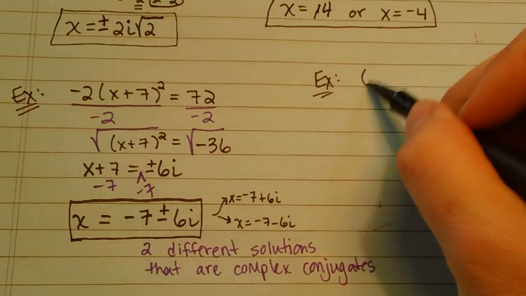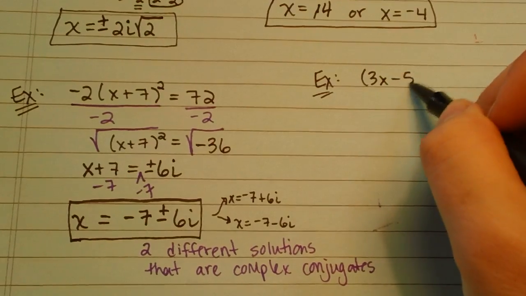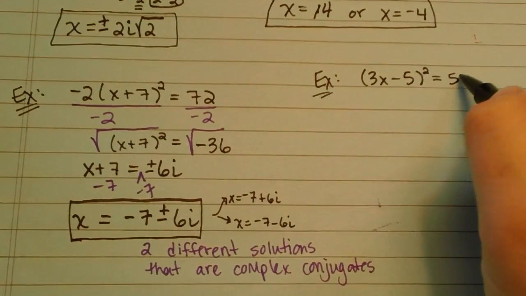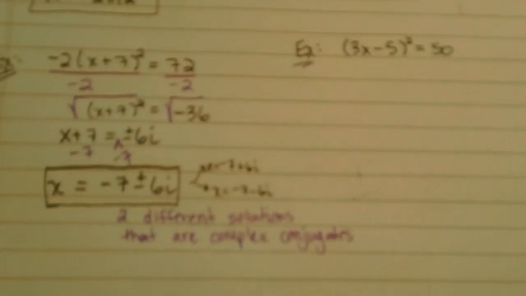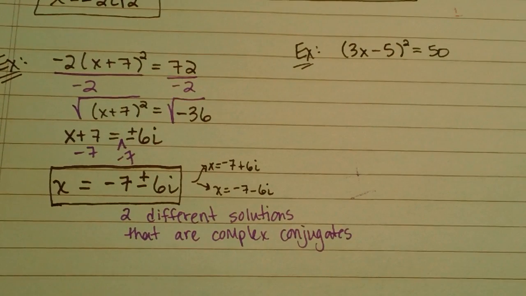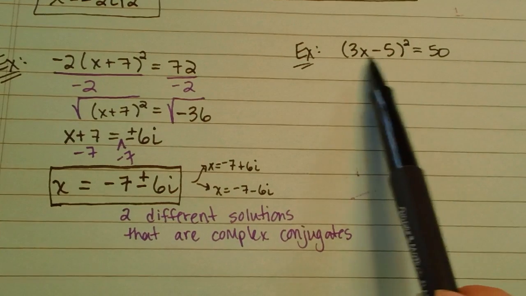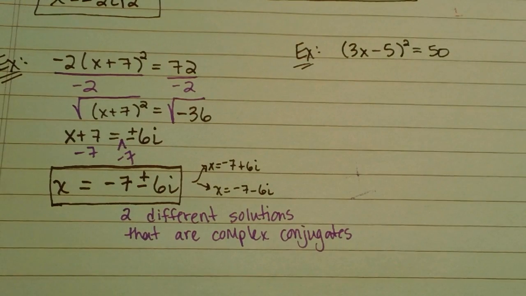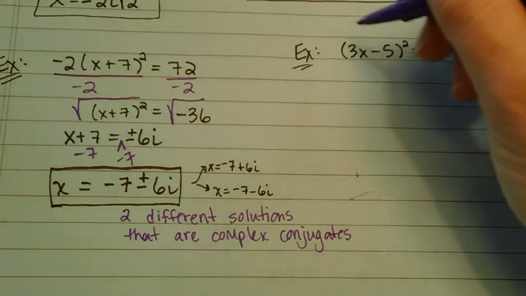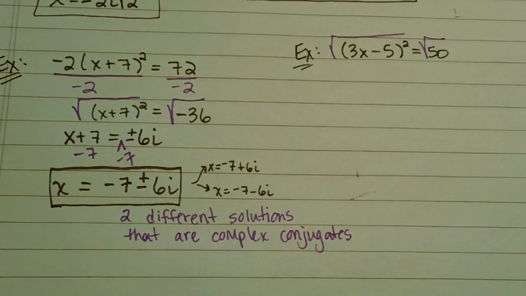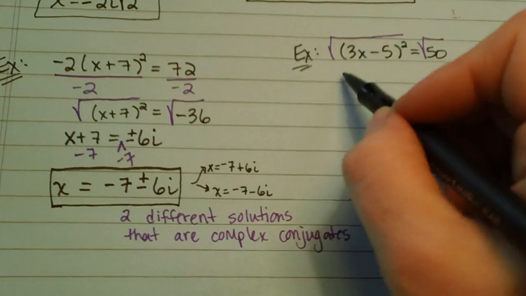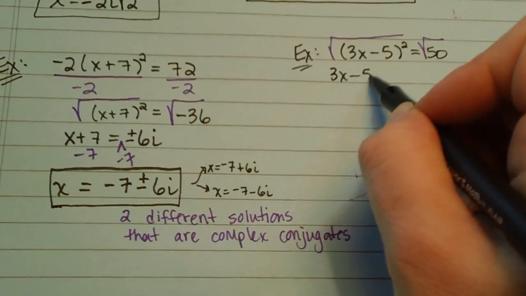Let's look at another one. (3x minus 5) squared equals 50. The squared thing in this problem is that whole parenthesis, 3x minus 5. So it is already isolated. So I'm ready at this point to take the square root of both sides. Square root, square root. So the square root of the left side will be 3x minus 5.